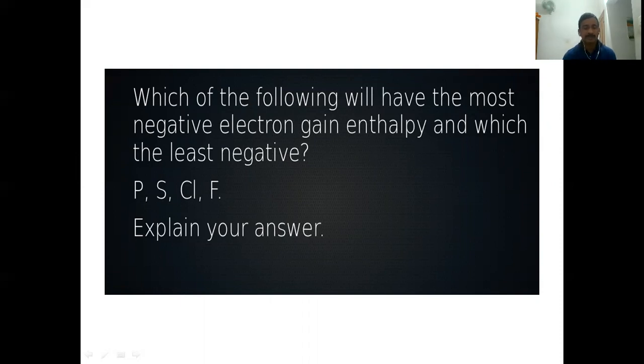It is having the least. Surely it is phosphorus because it is the first element in that particular group, and fluorine is an exceptional case. Surely fluorine has higher negative value of electron gain enthalpy than phosphorus.